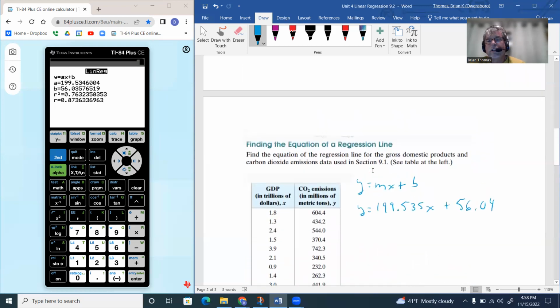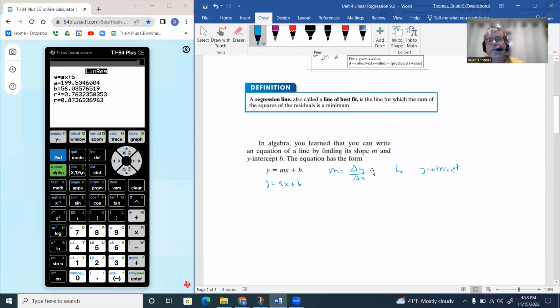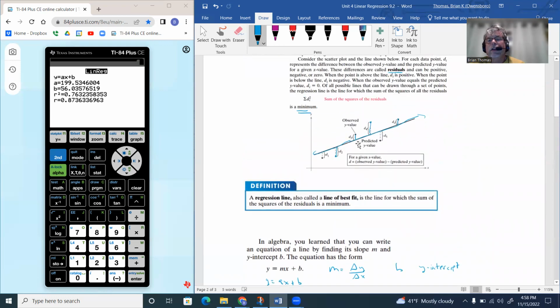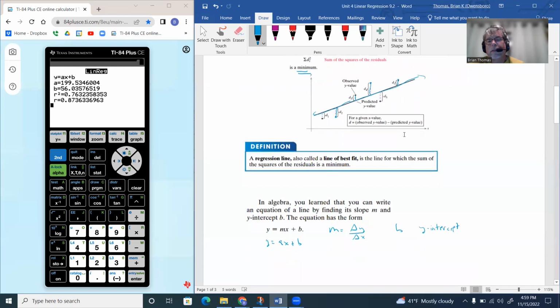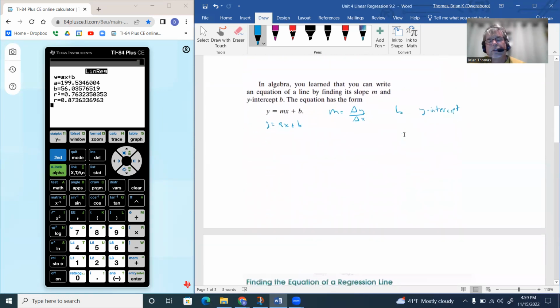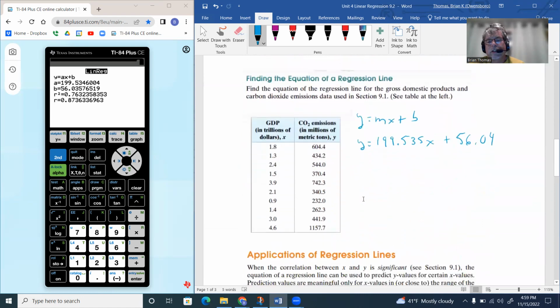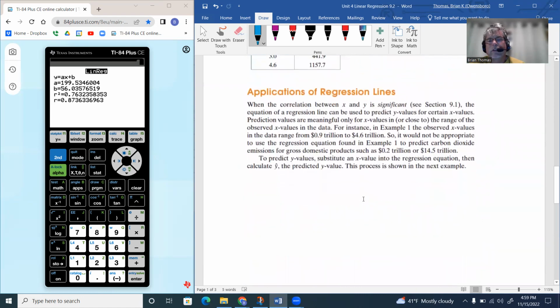Something else I forgot here, these residuals up here. Notice that the residuals that are above the line are going to be considered positive residuals. The residuals that are below the line are going to be considered negative residuals. And if there was a data point on the line, then the residual would be 0. So we have that with residuals as well that I need to mention there. So those distances. I should have mentioned that up there, but anyway, let's move on into the applications.